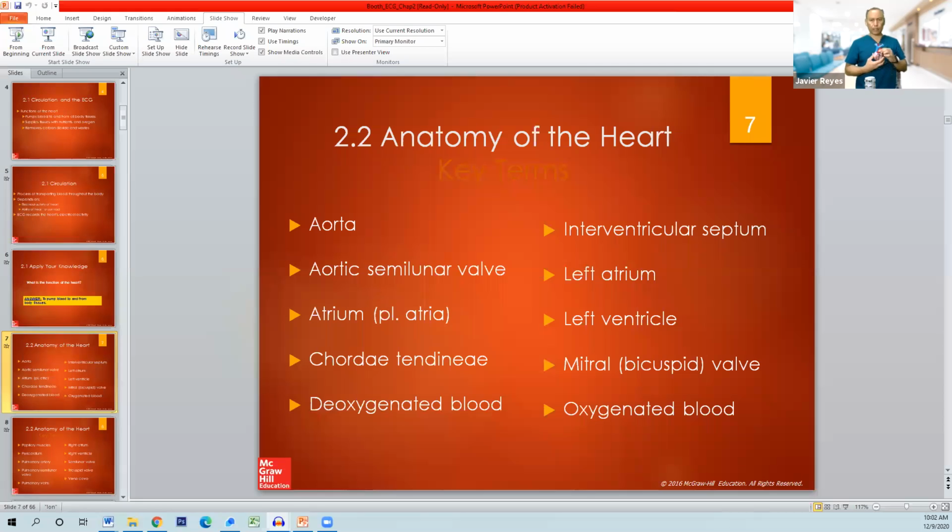Now, the heart itself is located right in the center of your body in your chest cavity. It's located behind the sternum, which is your chest bone or breastbone. It should be about right here. Now it's not straight like this. It's actually angled a little bit more towards this way. Your heart should be more or less about the size of your fist. It weighs usually on average about 10 to 11 ounces.